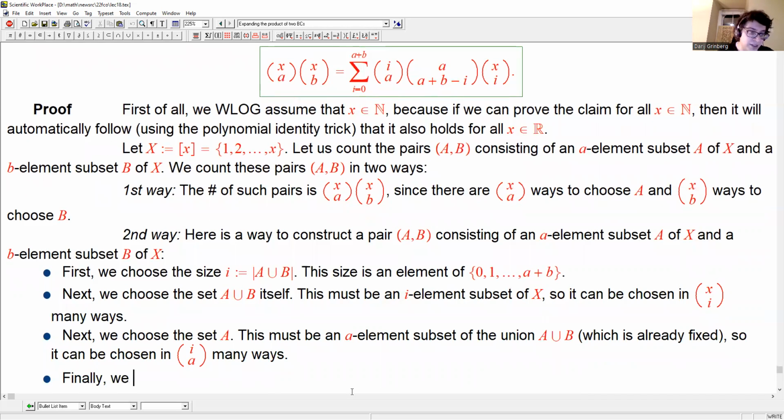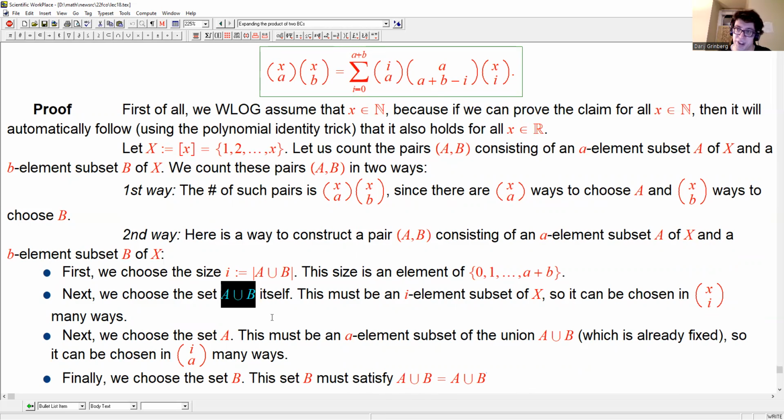So finally, we choose the set B. So what does the set have to satisfy? The set B must satisfy that A union B is, well, A union B. I mean, A union B is basically chosen and A is chosen. And we're choosing a subset B that, if you take its union with A, gives you the chosen union. And also it should be a b-element set, so its size should be b. So this is a little bit awkward. It's not immediately clear how many such choices for B there are.